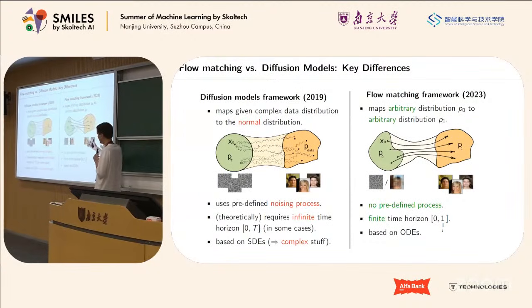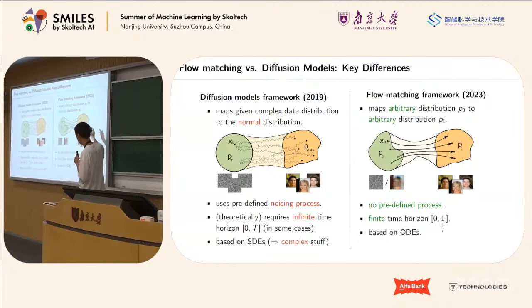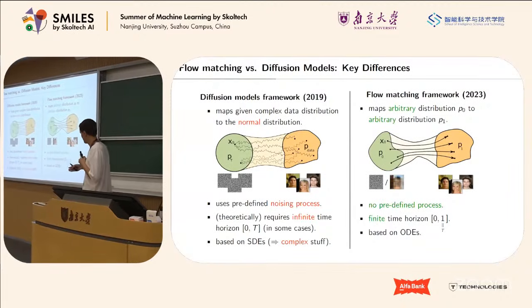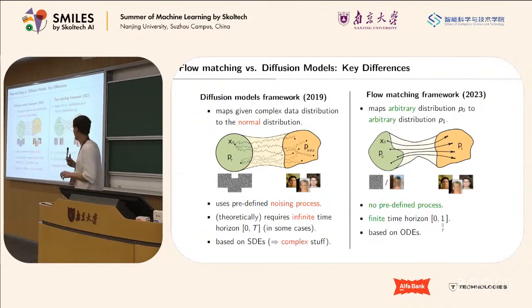Compared to diffusion models, flow matching usually has a fixed time horizon, because diffusion models usually have some guarantees of convergence when the time flows to infinity. Flow matching has just a fixed time horizon, but this is just one technical thing which is not super important.